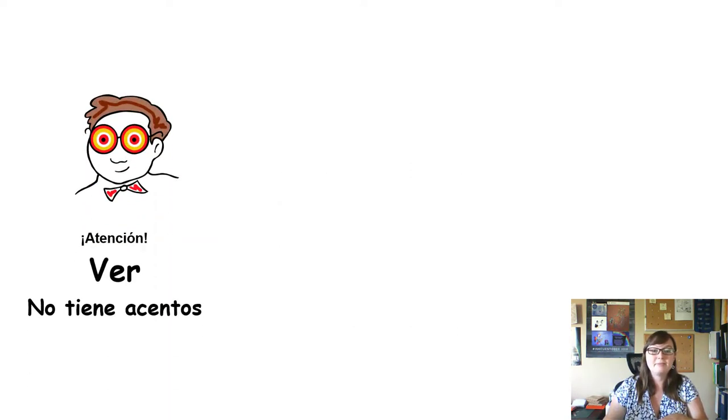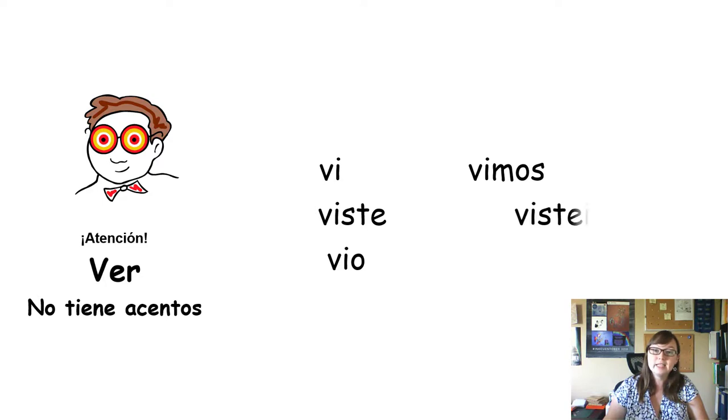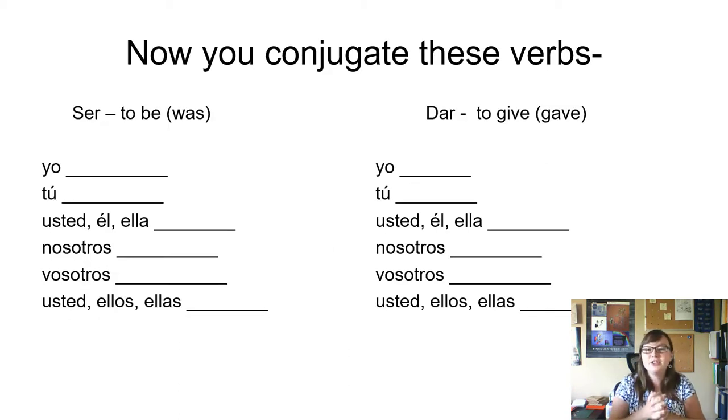All right, let's try another one. Ver, to see. This one doesn't have any accents either. Yo vi, tú viste, él vio, nosotros vimos, vosotros visteis, y ellos vieron. All right, you're getting the hang of this, I know it. It's your turn to try these verbs. Do you remember how to conjugate them? Ser, to be, so was. Dar, to give, gave. All right, pause that video and get out a piece of scratch paper and write down your answers.